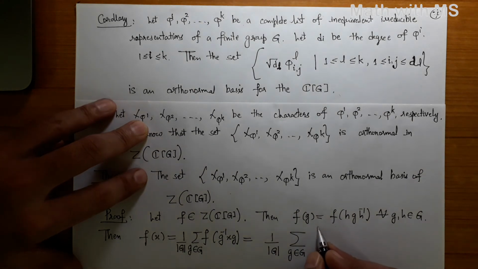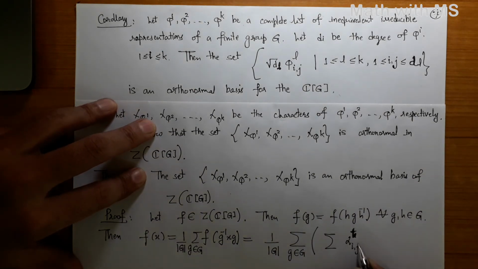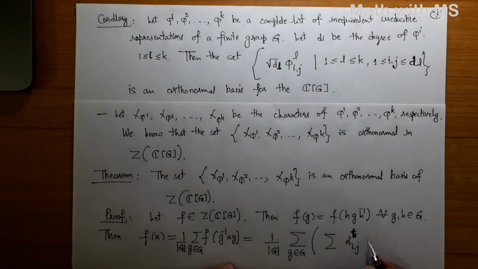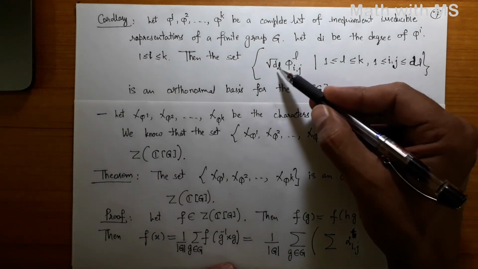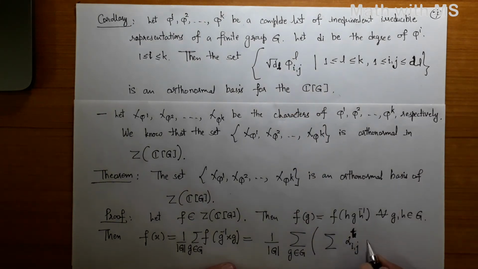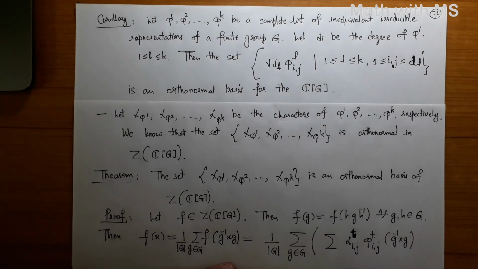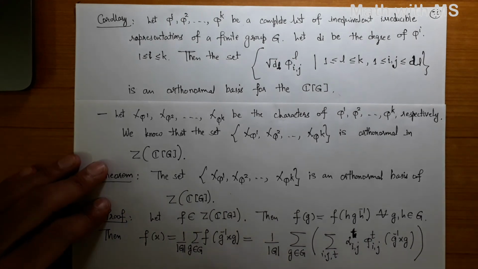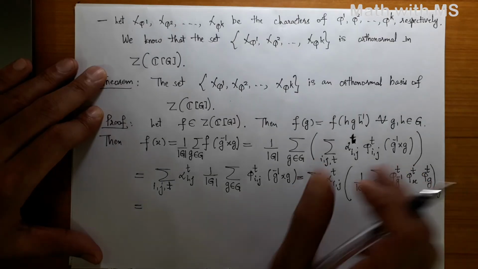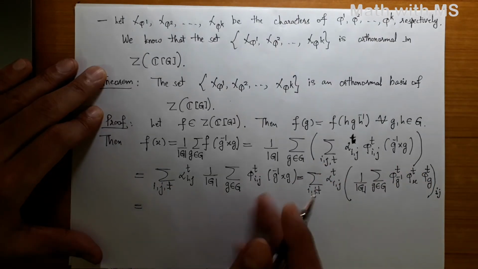So let us write this big expression here, alpha_ijt, and I am absorbing the scalar inside this coefficient, so I will not write it. So phi_t^ij, and this acting on this element g^-1 x g. All right, and of course here the sum is over i, j and t. f(x) can be written like this. Now let us simplify this. I rearrange the summation, bring the summation over i, j, t outside and rewrite in this form.